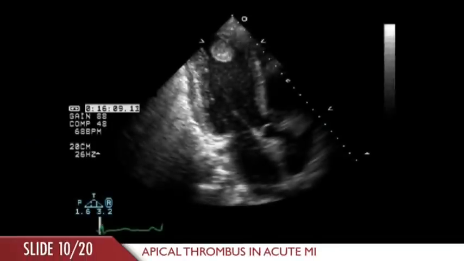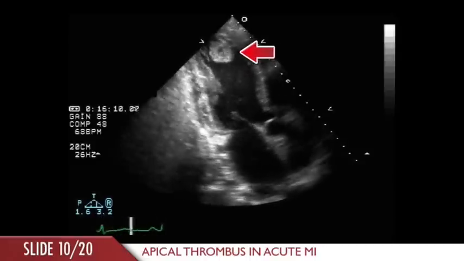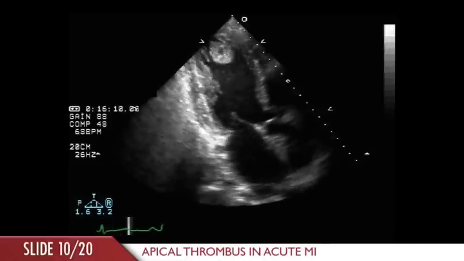This echocardiogram was recorded in a patient with an extensive acute anteroapical myocardial infarction in whom early thrombus formation occurred. Note the pedunculated mobile echo density in the apex of the left ventricle. A mobile pedunculated thrombus such as this confers substantial thromboembolic risk.